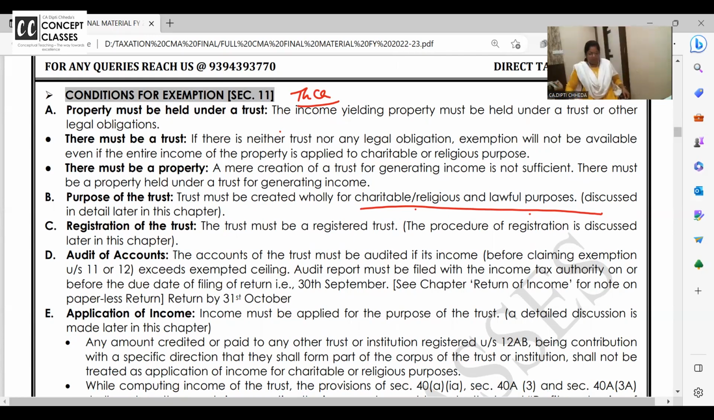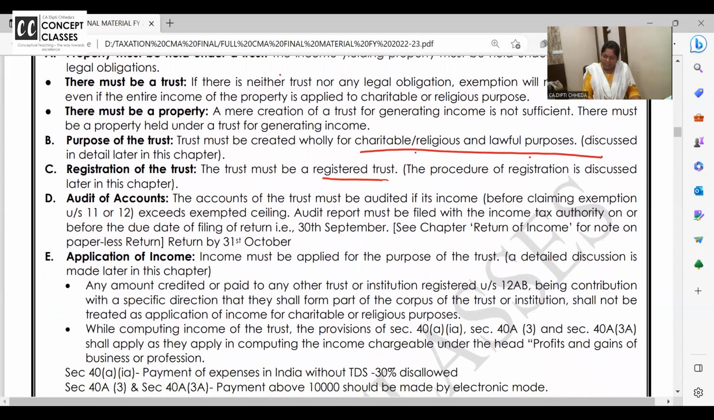So there should be property. There should be a trust. And the purpose of the trust should be charitable or religious. Sometimes charitable and religious go together. For example, a Goshala has a temple also, and they carry out charitable activities for the animals and also donate themselves. So it can be a combination, but it should all be for a lawful purpose. The trust should be registered. If the trust is not registered, it will not get any benefit of exemption.